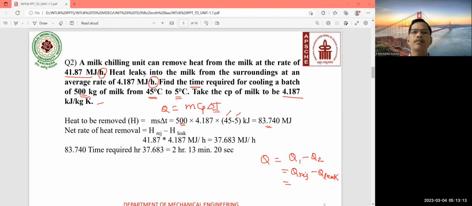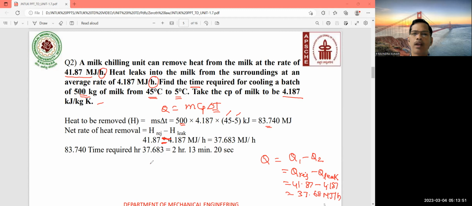What is the heat? This can remove the heat from the milk. What is that? It is 41.87 minus, see this one, this is minus 4.187. So you will get it as 37.68 megajoule per hour.